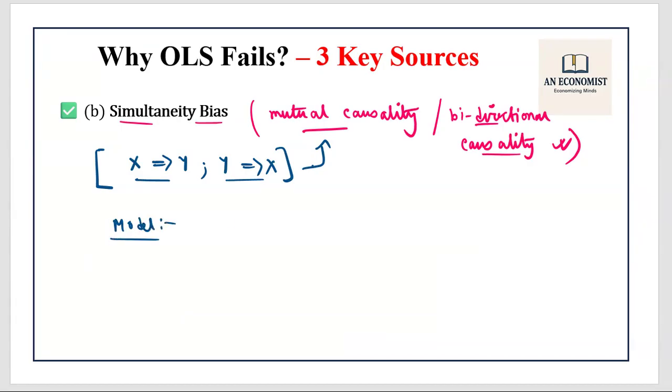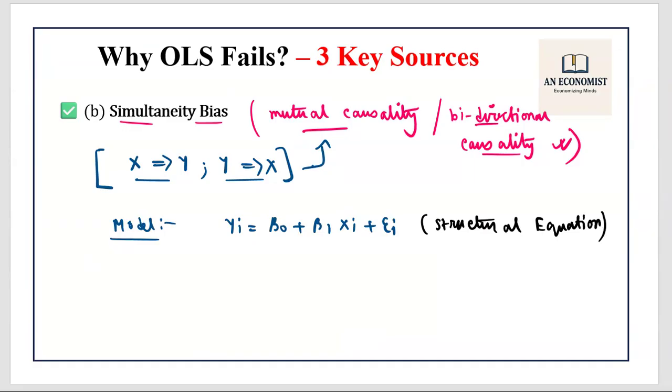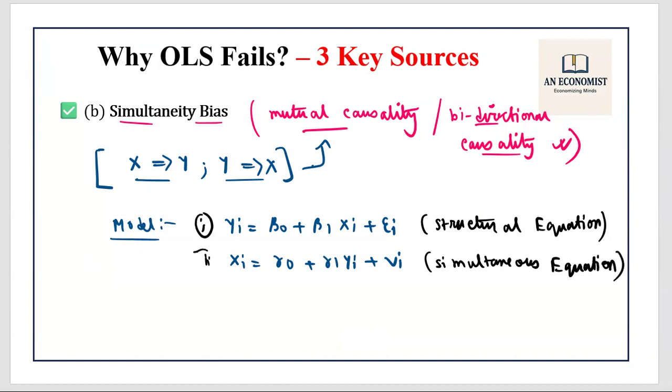Suppose the model is this. Yi is beta naught plus beta 1 xi plus epsilon i. Suppose this is the first equation, which we also call the structural equation. And there is another equation which says xi is gamma naught plus gamma 1 yi plus vi, which is also known as the simultaneous equation. So these two equations compose the entire model. This is the first equation, this is the second equation.